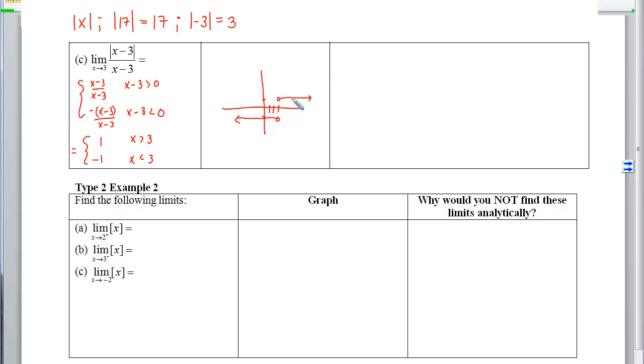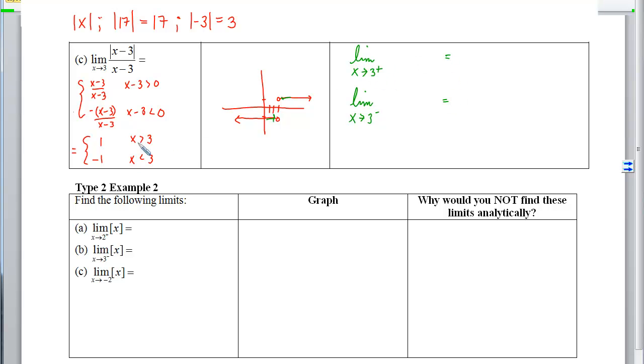So jumping on this curve to the left and right of 3, we can see that I'm approaching two different values. So the limit as x approaches that joint of 3 from the right versus the limit as x approaches that joint of 3 from the left is going to generate two different values.